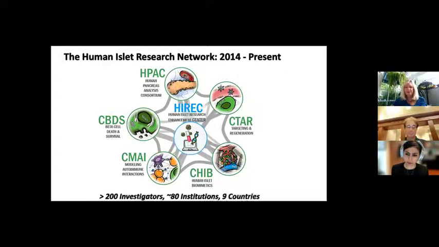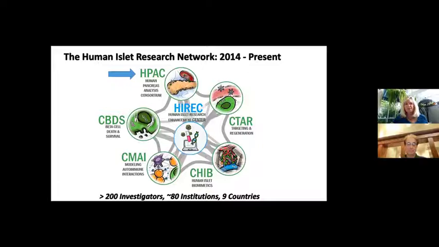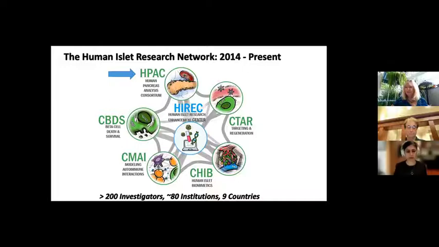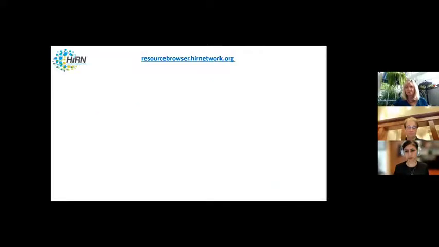And today we're going to be focusing at the top there on HPAC, the Human Pancreas Analysis Consortium, and their PancDB database. The network now consists of over 200 investigators, 80 institutions, and it's across 9 countries.